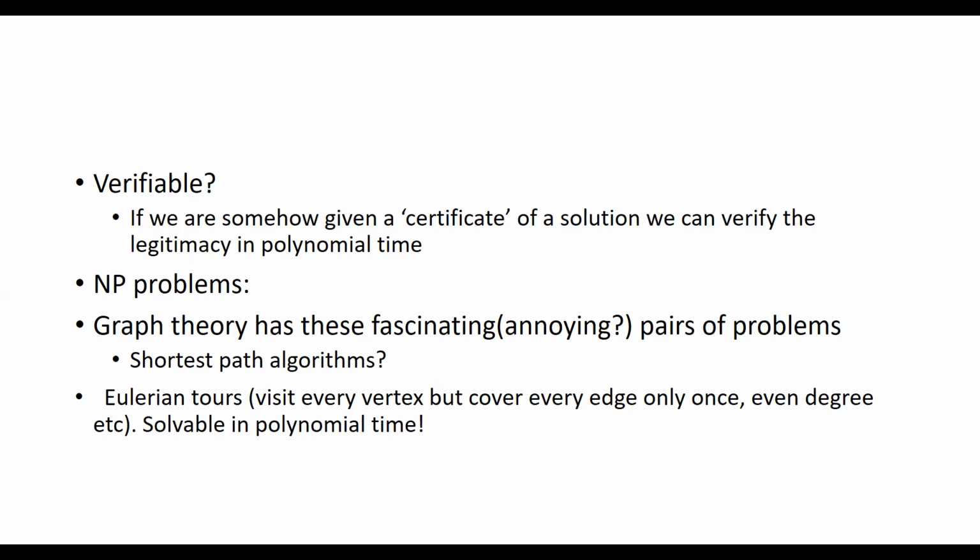But whenever we find a solution, say the path from red to blue is red, yellow, blue, we can directly verify in polynomial time that yes, it is a correct path from red to blue. That means it is a non-deterministic polynomial problem. So that is what I want to discuss here.